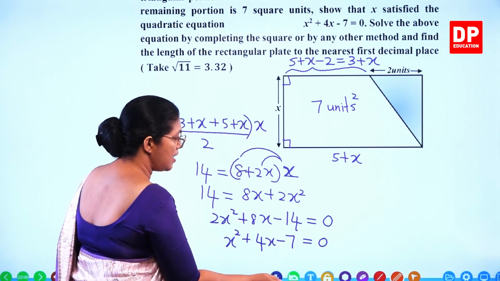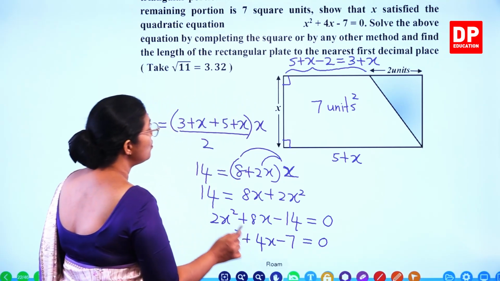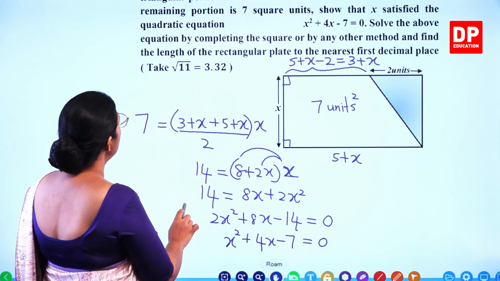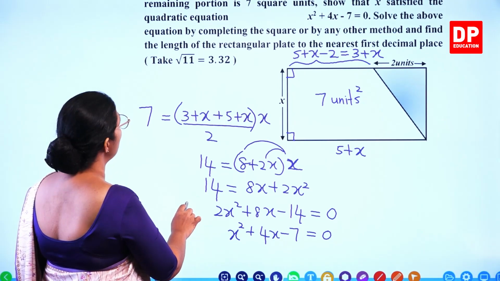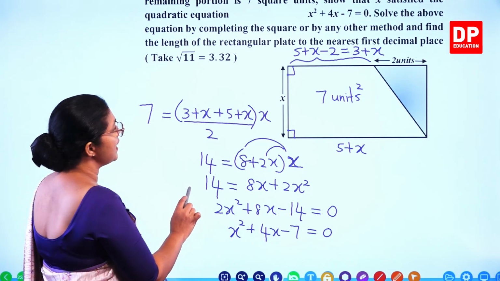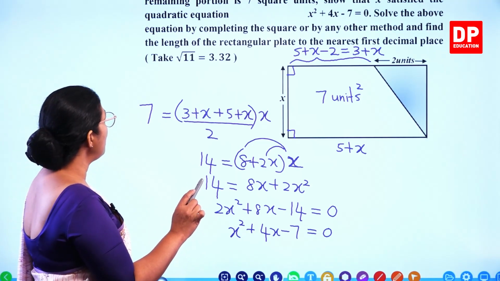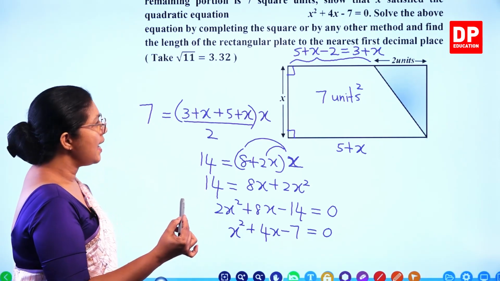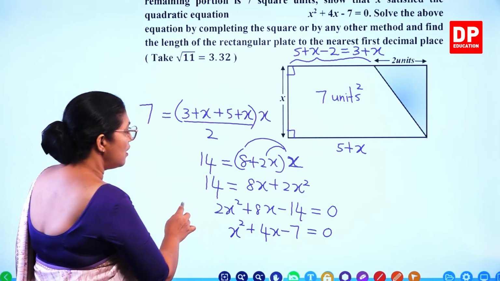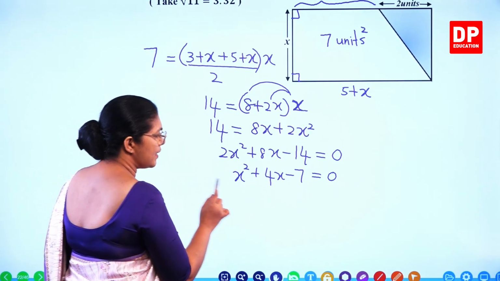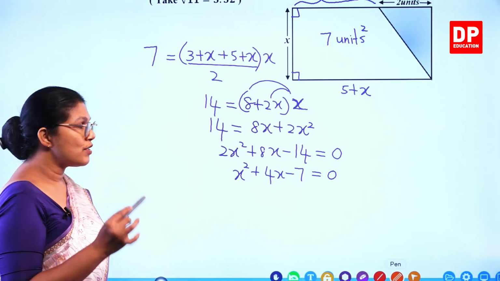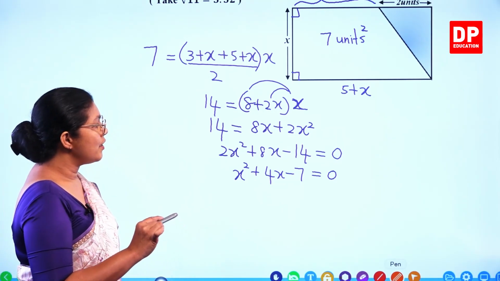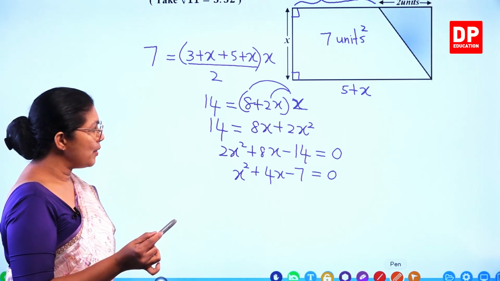So that's the equation. And using that equation, solve the above equation by completing the square or by any other method and find the length of the rectangular plate to the nearest first decimal place. So you have to first find x value. Completing square or any other method. What are the methods? If you can't factorize this, you can use either completing square method or using quadratic formula.